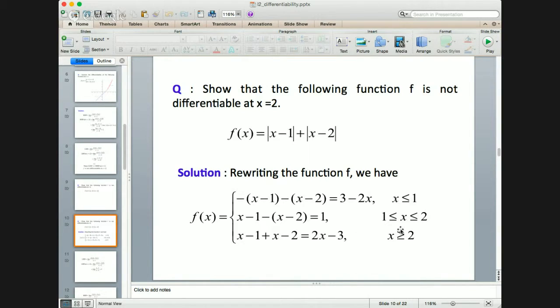And for x greater than or equal to 1 and less than or equal to 2, the same technique works, and you would get the function taking the value 1. For x greater than or equal to 2, the function takes the value 2x minus 3. So this becomes our rule that we need to follow when x is less than or greater than 1 and x is greater than or less than 2. Once this is done correctly, the rest is again a very mechanical task.